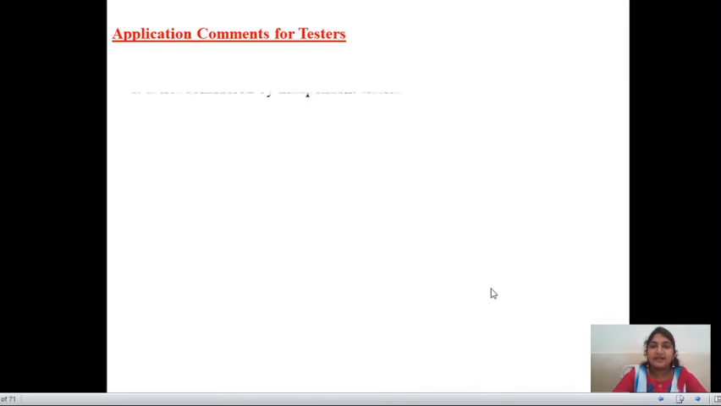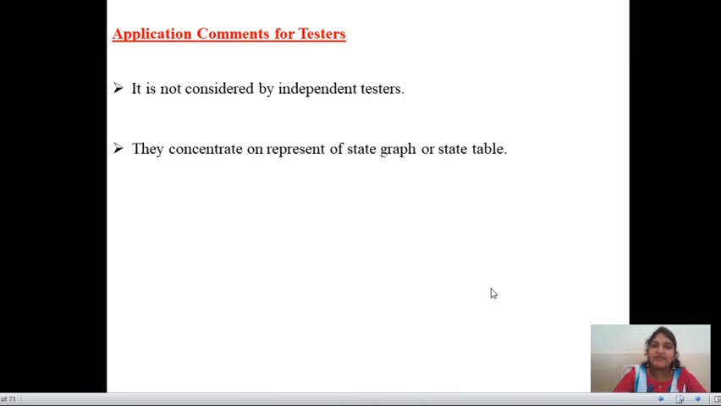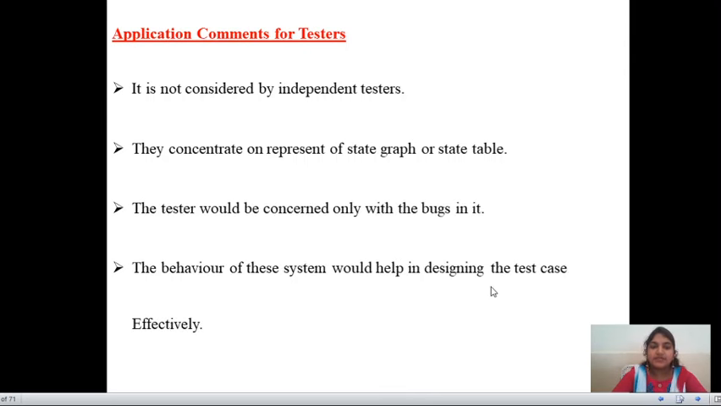Next, coming to the application comments for tester, how they are going to be tested. It is not considered by an independent tester. So testers should be dependent on every state to state. They can concentrate on the representative state graph or state table. The tester would be concerned only with the bugs in it. So the behavior of this system would help in designing test cases effectively. So this is the way to define the application comments for testers, and by using all this, the software implementation will be done in state testing.